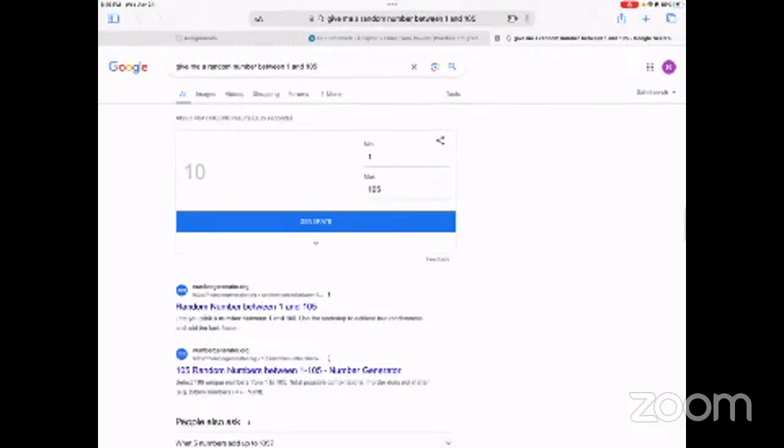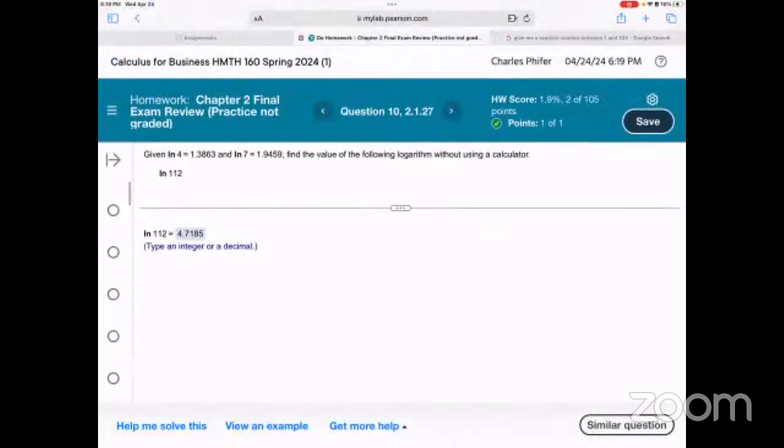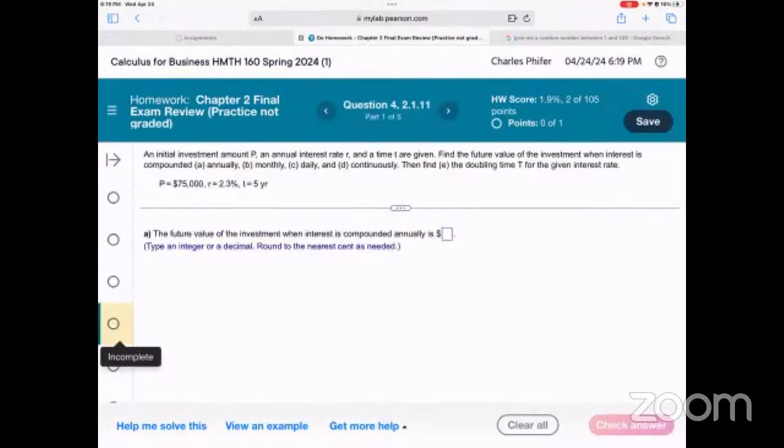All right. Let's do another number. Let's go to question 4. Right here. So question 4, this comes from section 2.1, question 11. It says, an initial investment amount P, an annual interest rate R, and a time T are given. Find the future value of the investment when it's compounded annually, monthly, daily, continuously, and then find the doubling time for the given interest rate.